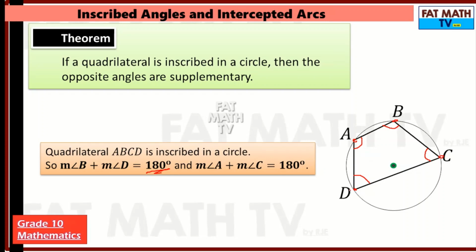Because the total intercepted arc, for example, angle A, the intercepted arc is major arc BCD. The intercepted arc of angle C is minor arc BAD. So the total of the two arcs is going to be the whole circle, which is 360 degrees. And each of these angles is half of its intercepted arc. So the sum of the two angles will also be half of the total intercepted arcs, which is 180. So half of 360 is 180.